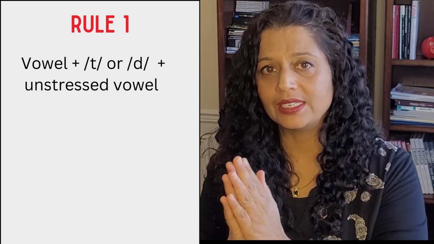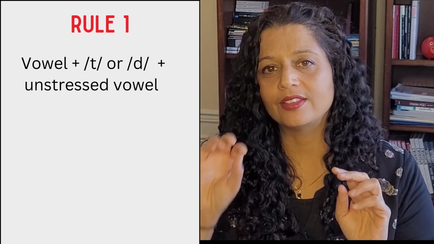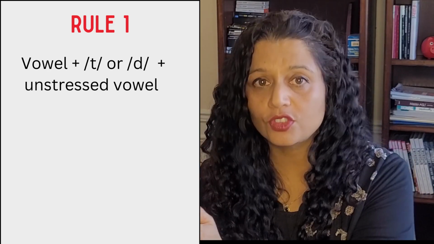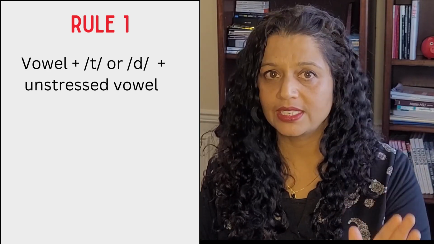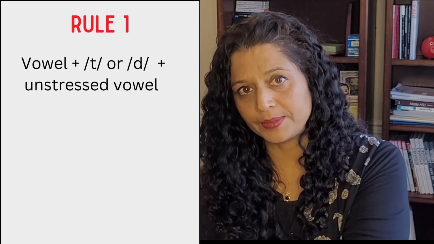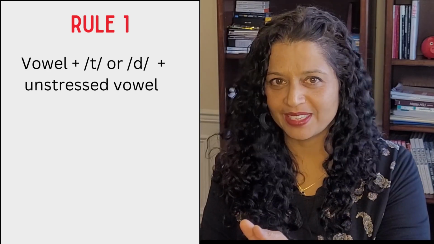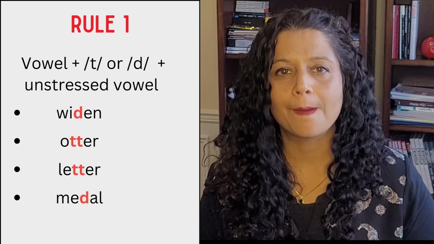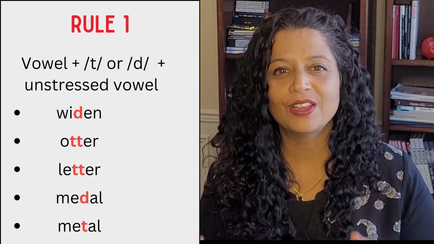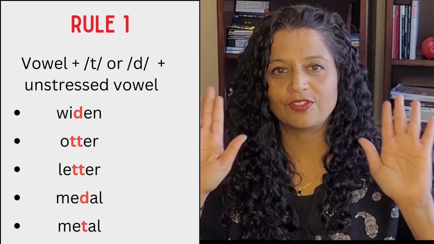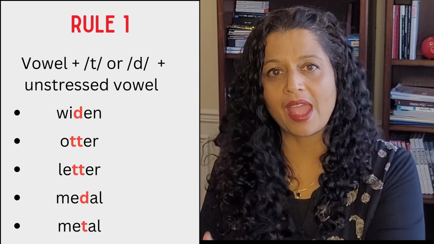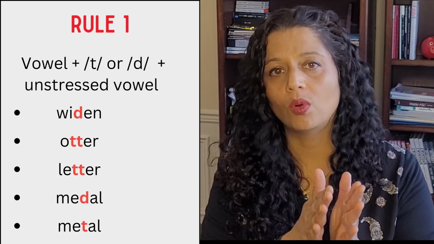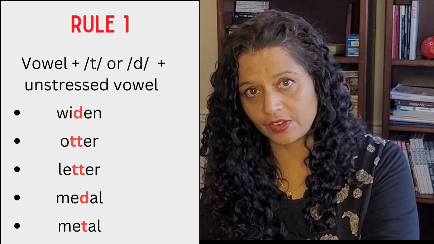When the t or d is between two vowel sounds and the vowel sound that comes after the t or d is unstressed, the t or d changes into the alveolar flap sound. Okay? Here are some examples. Widen, otter, letter, metal, metal. T, t was flanked by vowels, and the vowel that came after it was unstressed every single time. And therefore, the t or d changed into the alveolar flap sound.